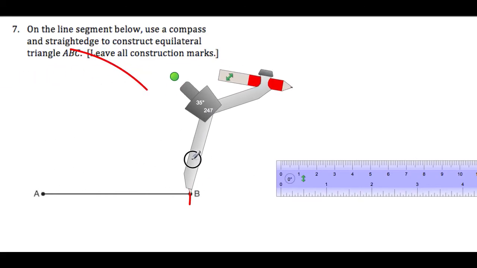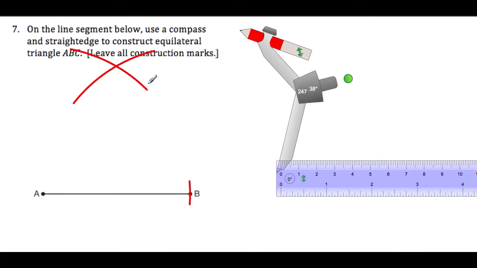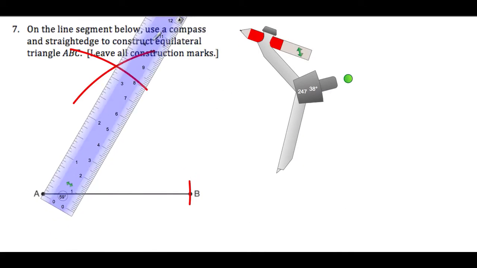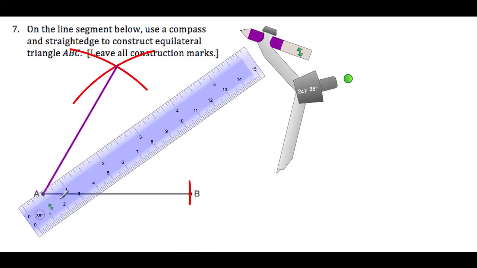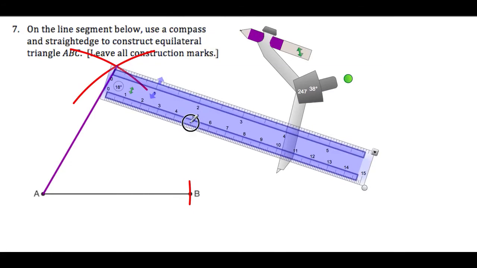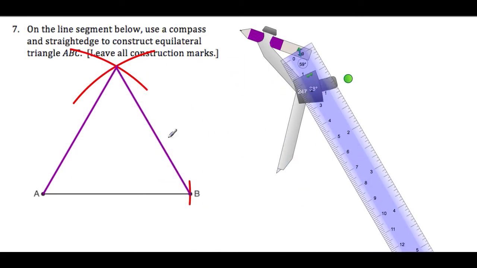Without changing the width, bring the compass to the other side and draw another arc. Then you will see that the point where they meet up is one of the vertices of our triangle. So I'm going to go from here, A. And then second, connect it. So now that becomes our equilateral triangle.